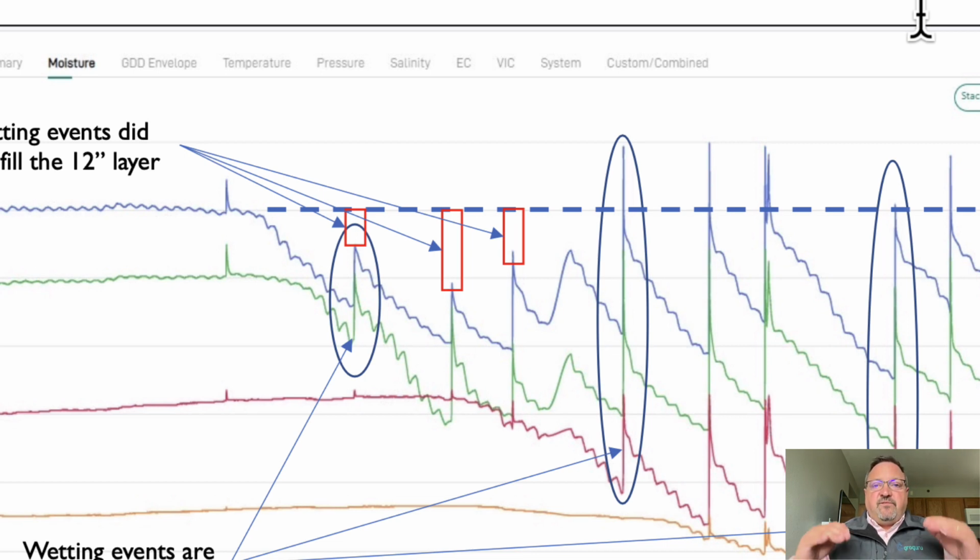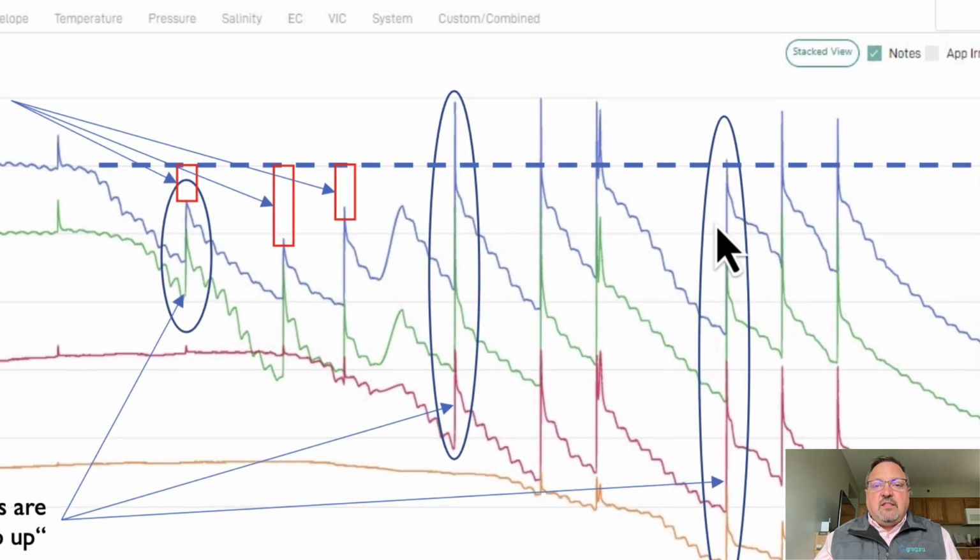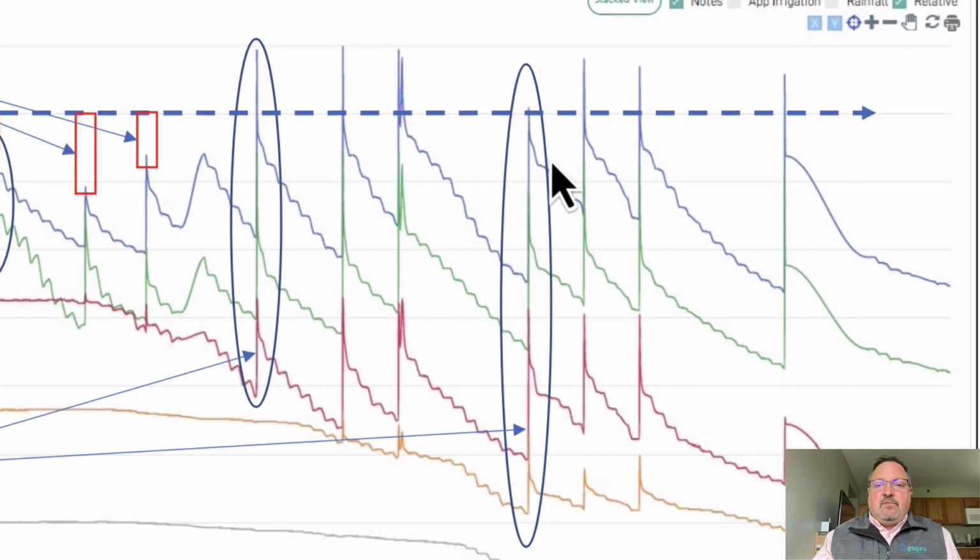If the rain is effective and has gone down into the profile like we would want it to, let's say this was a big rain event. That rain event took water all the way down to our 32-inch root zone. It did a great job in recharging, and we didn't leach any water out.